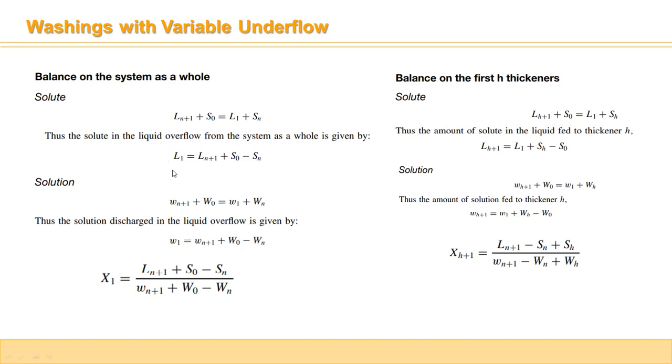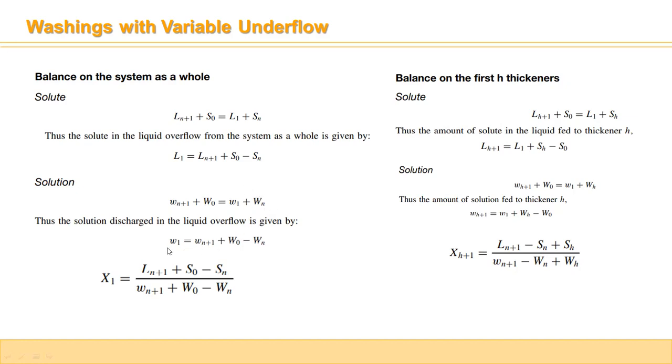How much of the solute present in the original solid in the feed were you able to recover? If you wish to make a balance on the whole system based on the solution, then it should be based on the solution. So this is for your solvent, and this is for the solution in the feed. We equate the sum of these two for the solution in the overflow of the first thickener, and this is the solution of the underflow of your nth thickener.